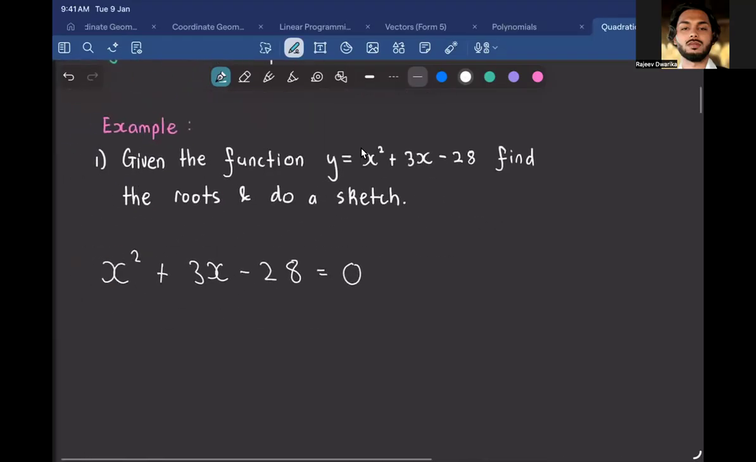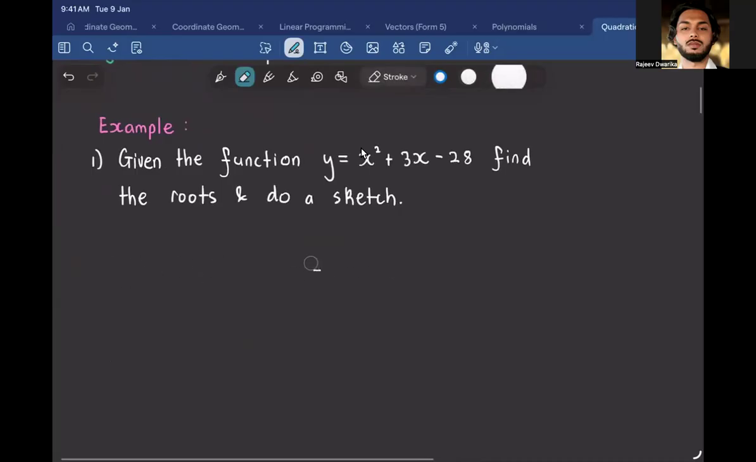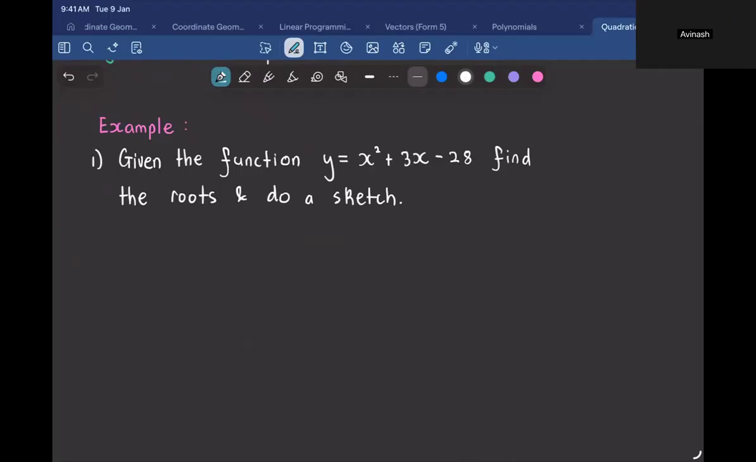All right. So Avinash, the function that we are given here, what is the nature of it? Is it a linear function or a quadratic function? Quadratic. Okay, great. And at the roots, what do we know about the y value? It's 0. y is equal to 0. So if that is the case, Avinash, what are we going to do there?